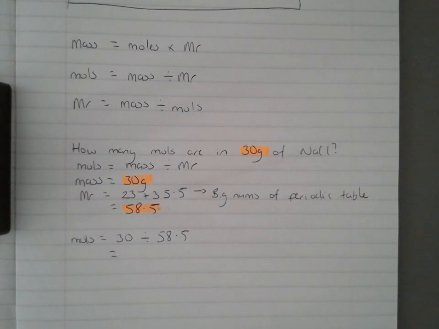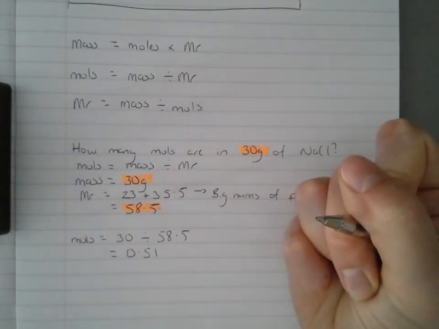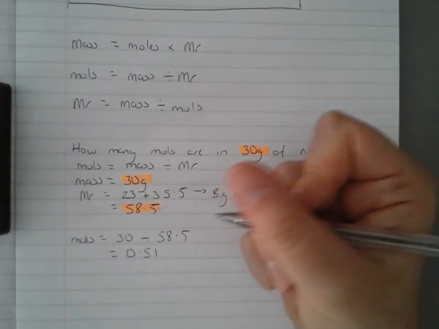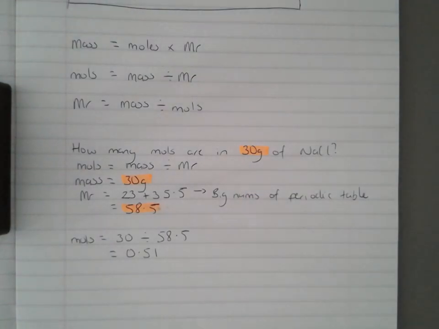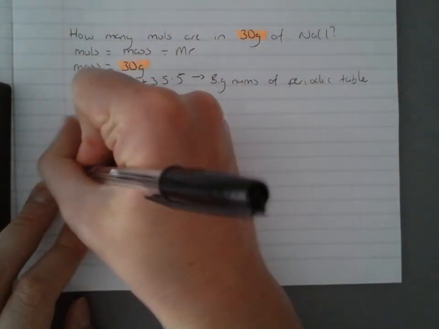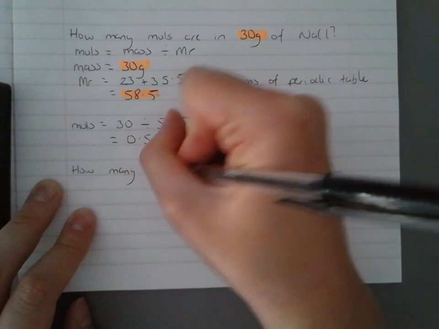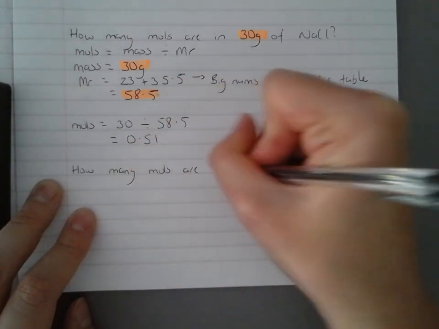It's going to be 30 divided by 58.5 equals 0. You get it as a long decimal. I'm going to write it as 0.51. I'm going to round it to 2 decimal places, okay? 0.51. And that's how you calculate moles. I'm going to do another example with you, and then I'm going to get you to do 1 or 2 by yourself.